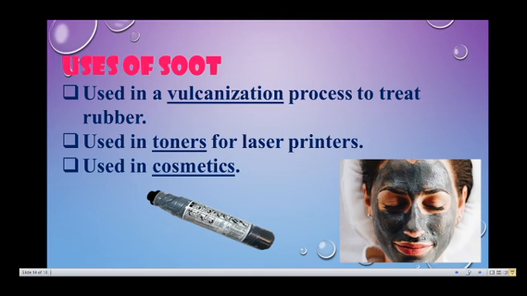For printing, we need some ink. So black ink is needed. In toners we are using soot, and it is also used in cosmetics. Generally carbon contents are used to remove the toxins and impurities. So it is used in cosmetics. It acts as a cleanser. So these are a few uses of soot.